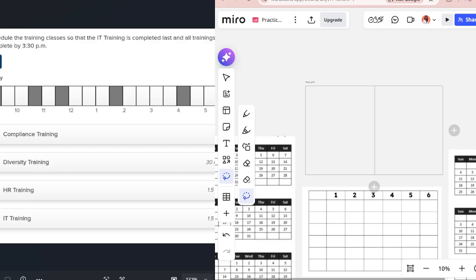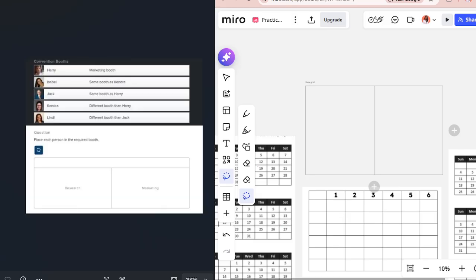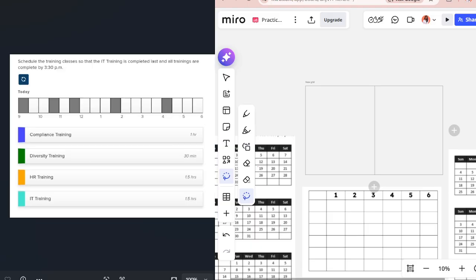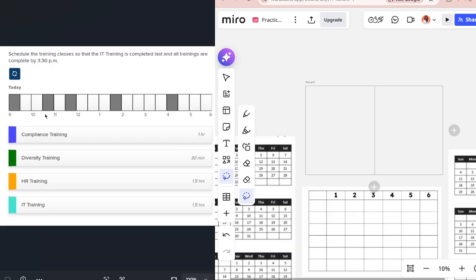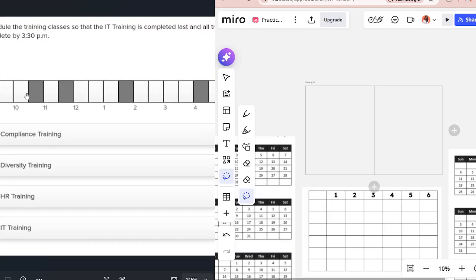So that means these 2 trainings will take 3 blocks because they are 30 minutes. So it can be from 9:30 to 10:30 because this is just only 1 hour. It can be here. This is just 30 minutes. It can be here and it can be here.